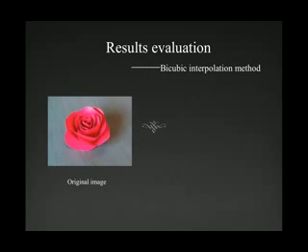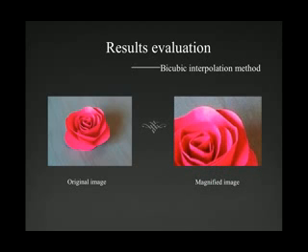Next is the bicubic interpolation method. Still the original image and magnified image. Compare these two images. Except the little blurred in the magnified one, the other part of these two images are almost the same. The edges of the flower are smooth. The details such as the texture of table is easy to be recognized.